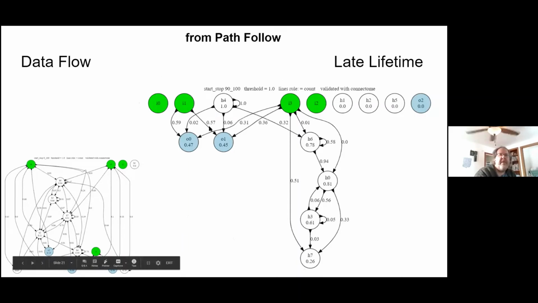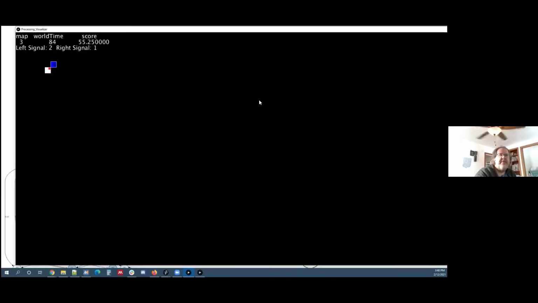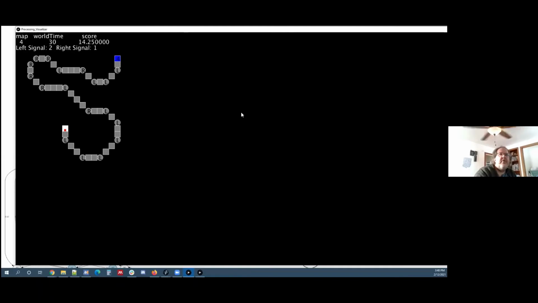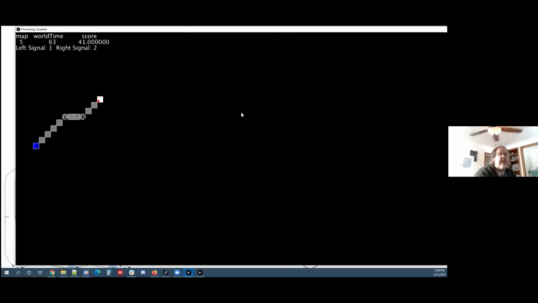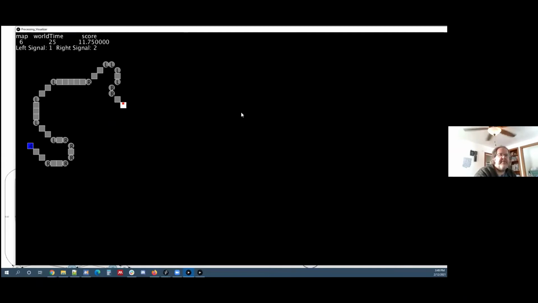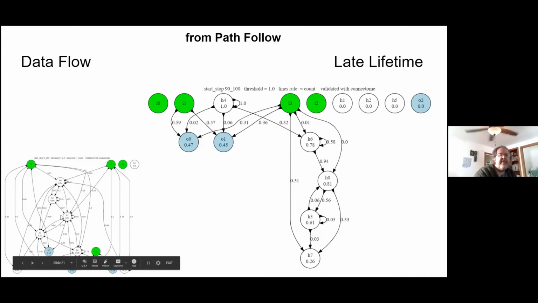And if you think about it, early in life on the Pathfollow task, which just to remind you guys is this task, the agent needs to figure out whether the left turn signal is a 1 or a 2. But later in life, when everybody knows it, its algorithm is actually really simple. So if you look at the whole lifetime, the data flow is actually pretty complex. But if you look only at the end of lifetime, it's actually really simple.